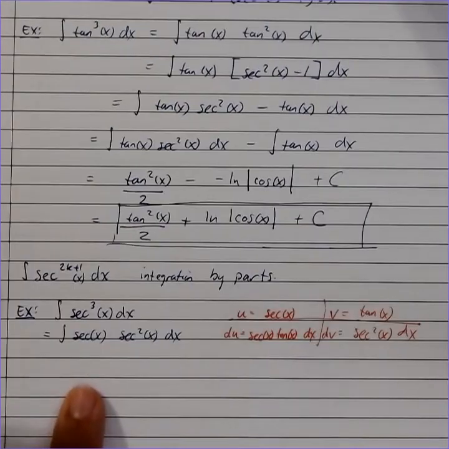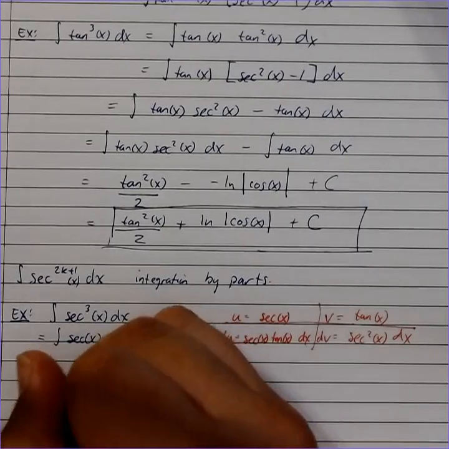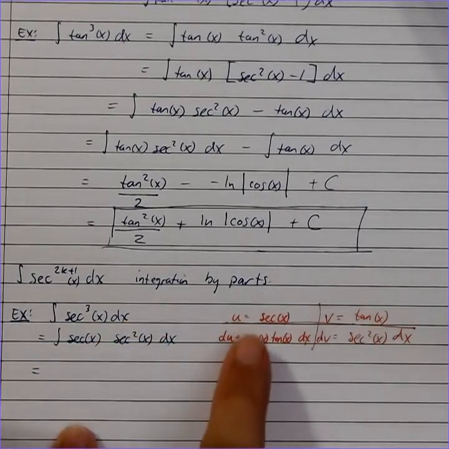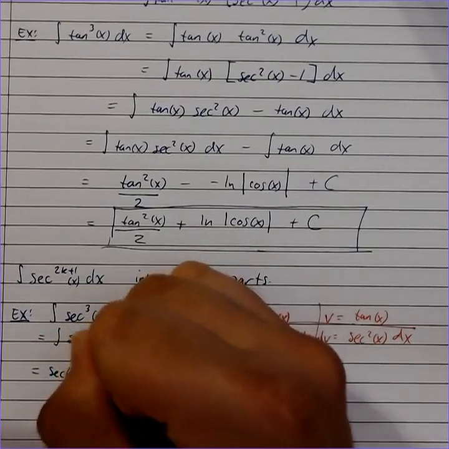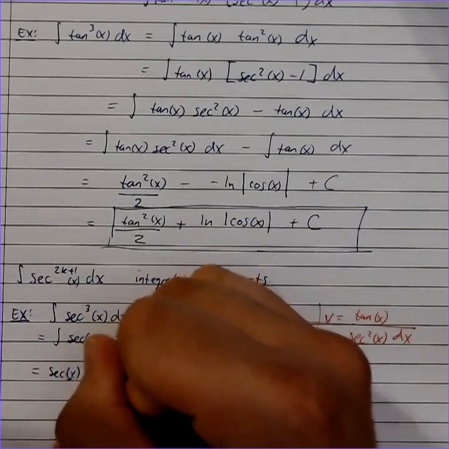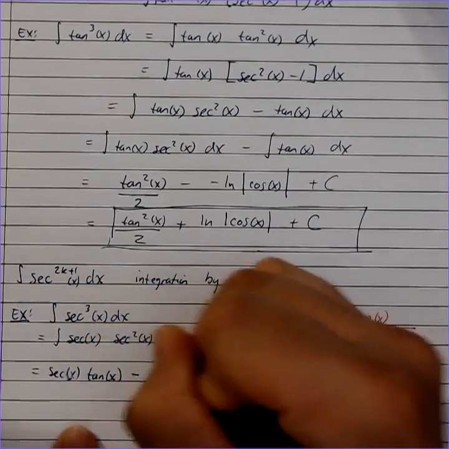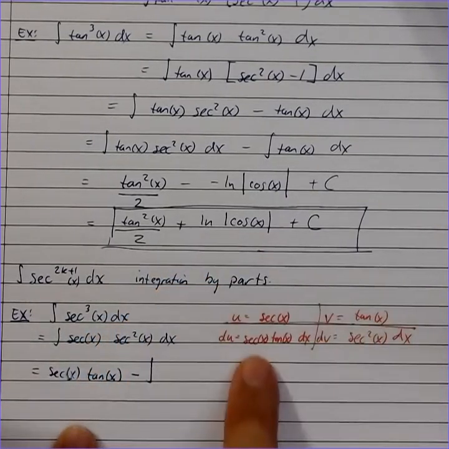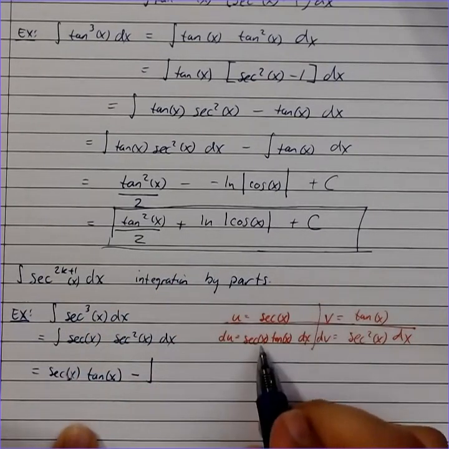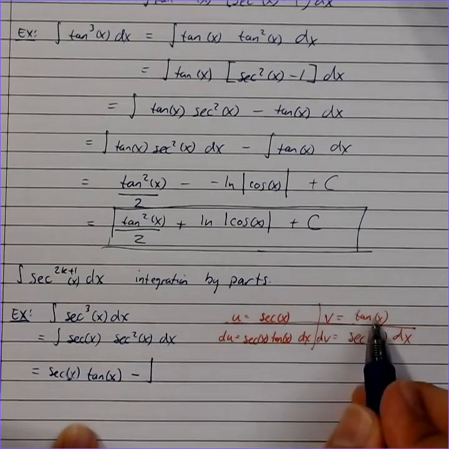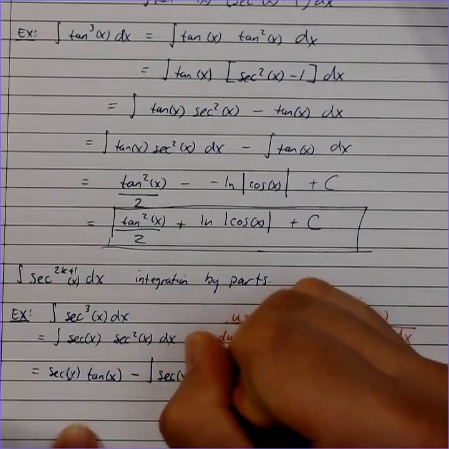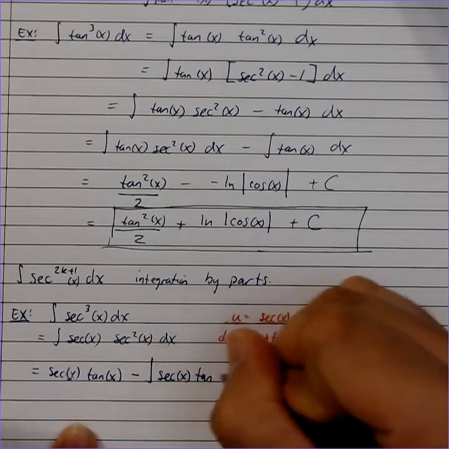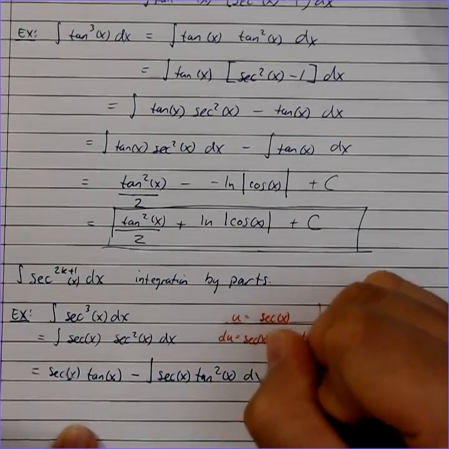Integration by parts tells me that this integral can be rewritten as u times v, secant of x times tangent of x, minus the integral of v times du. Secant of x tangent of x times another tangent of x is secant of x tangent squared of x dx.